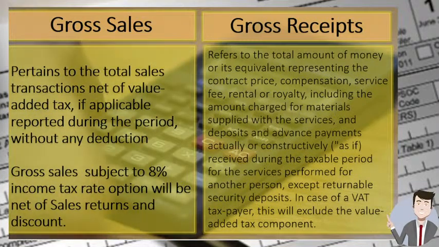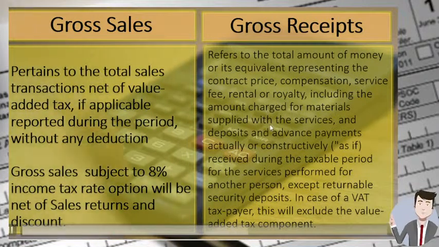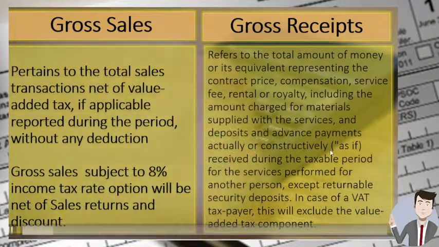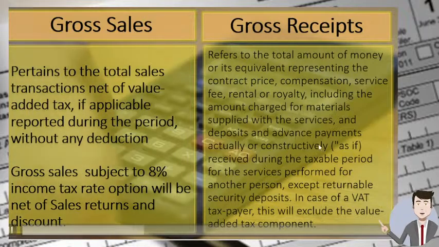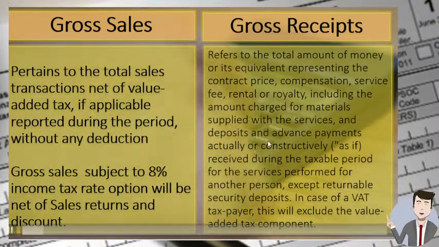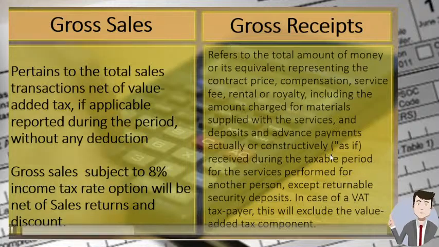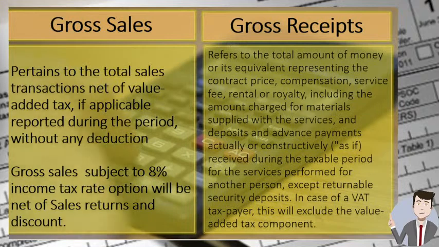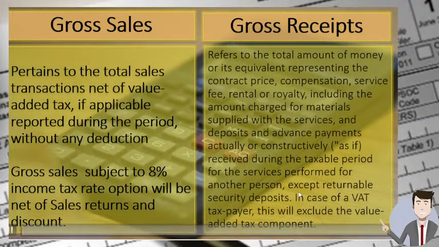So including the amount charged for material supplies and services and deposits and advance payment, actually or constructively received. When you say constructively, those are accounts receivable. Okay? So the accounting method they apply, and when we talk about taxation, it is considered there. Received during the taxable period for the services performed for another person, except returnable security deposit. So that excludes returnable security deposit because that is not an income.